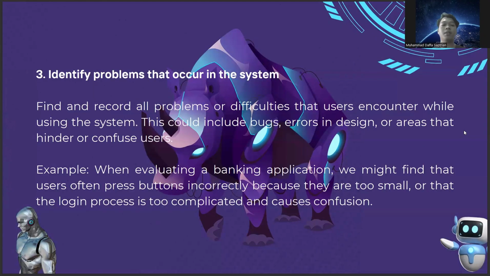Next, identify problems that occur in the system. Find and record all problems or difficulties that users encounter while using the system. This could include bugs, errors in design, or areas that hinder or confuse users. For example, when evaluating a banking application, we may find that users often press buttons incorrectly because they are too small, or that the login process is too complicated and causes confusion.